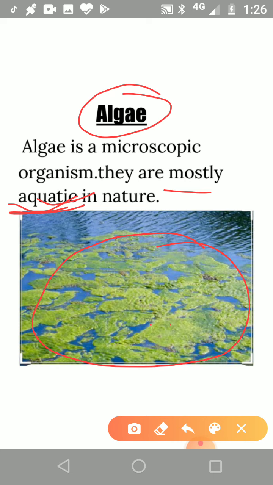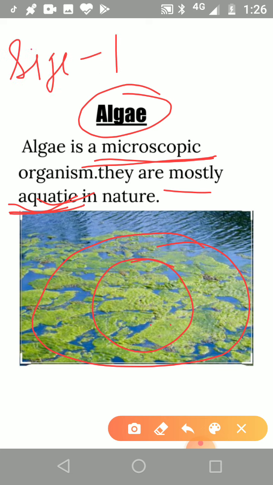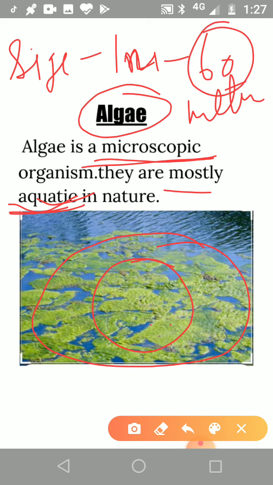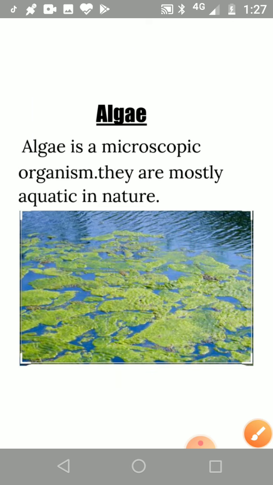I told you algae are microscopic organisms. You might ask, ma'am, if it is a microorganism, then how can we say this? Of course, students, according to their size we can categorize them into unicellular or multicellular, because algae are multicellular as well as unicellular. Their size ranges from 1 micron to approximately 60 meters. Because of their size, algae may be unicellular as well as multicellular.